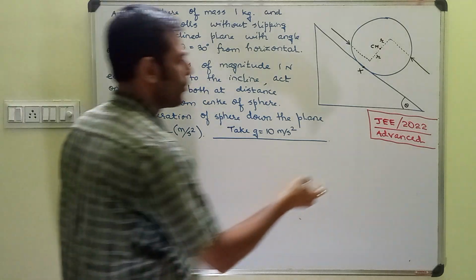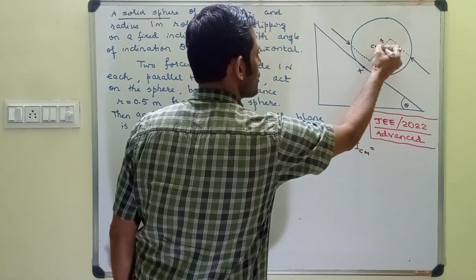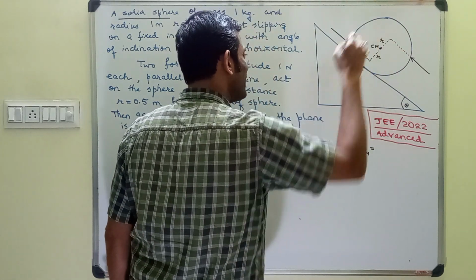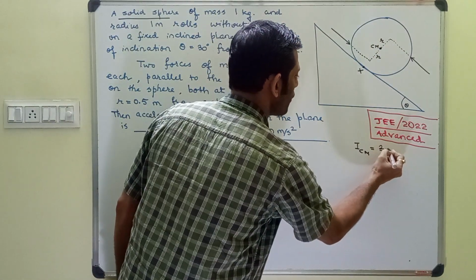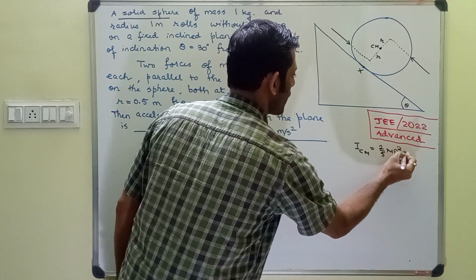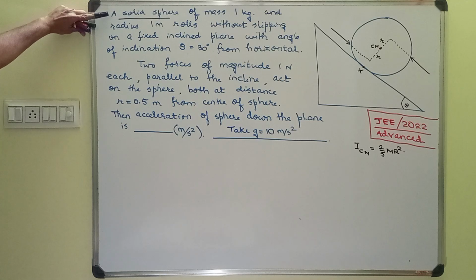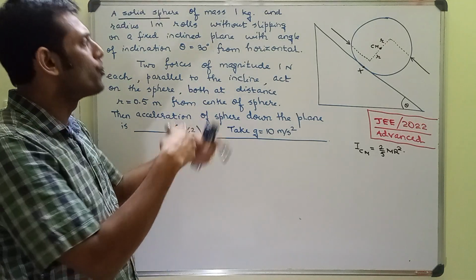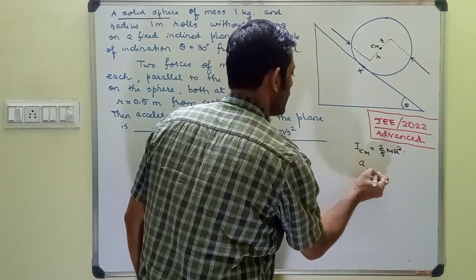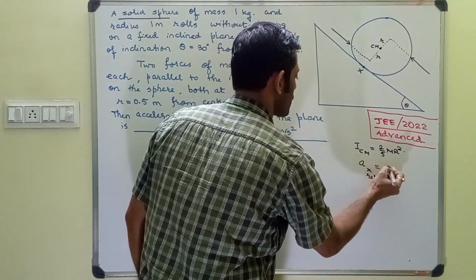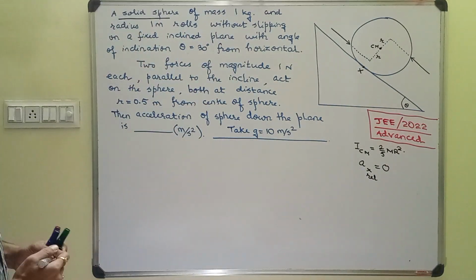Moment of inertia of a solid sphere about the center of mass, about an axis passing through the center of the sphere, would be equal to 2/5 mr². Now, this solid sphere of mass 1 kg, radius 1 meter, rolls without slipping. That means relative acceleration at x would be 0, and that means a lot of things.